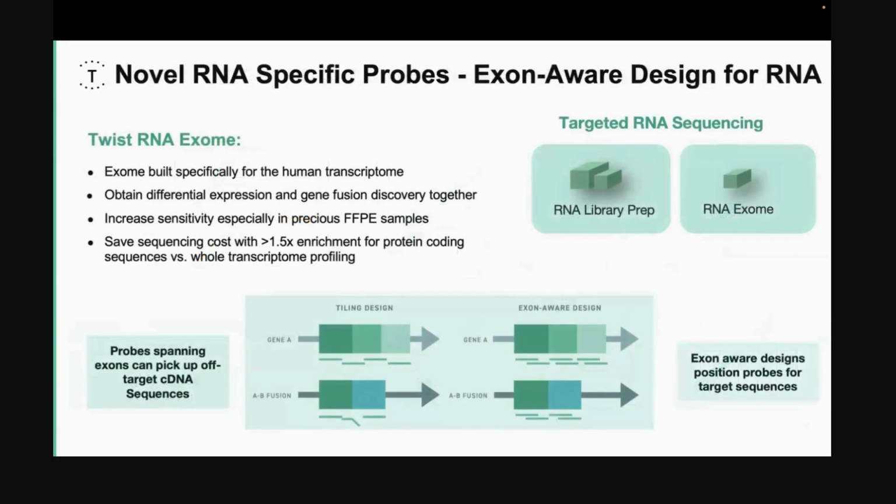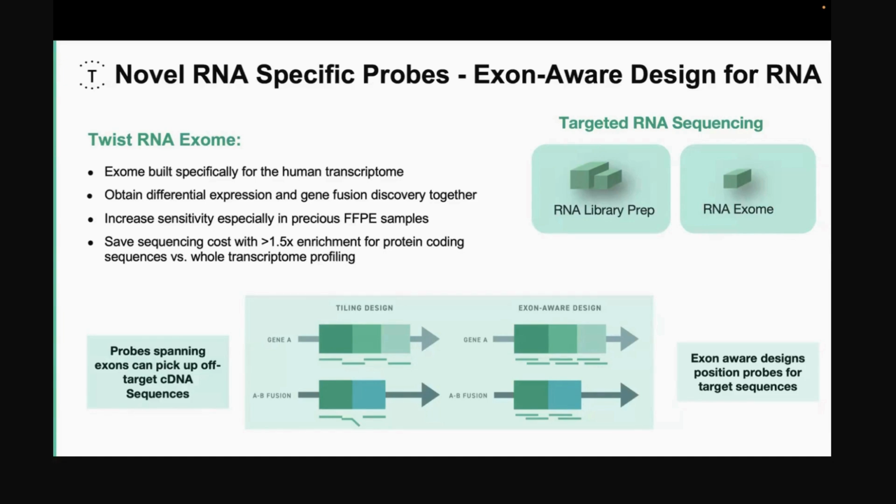Also, as we are always working on developing new products or improving current products, our R&D team has developed an exon-aware design for RNA, which means that you can utilize our exon-aware design to detect novel fusions, which is limited when you are doing amplicon-based RNA fusion detection. So Twist RNA Exome is an exome built specifically for the human transcriptome. You can obtain differential expression and gene fusion discovery together. Additionally, it has increased sensitivity, especially for your precious FFPE samples. And most important, it saves sequencing costs up to 1.5x compared to whole transcriptome profiling.